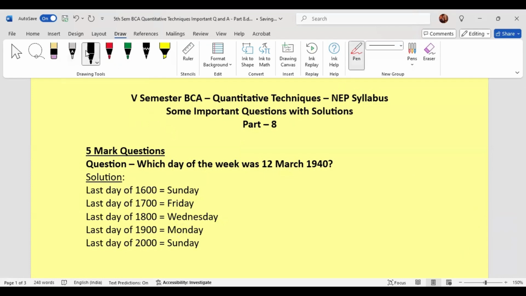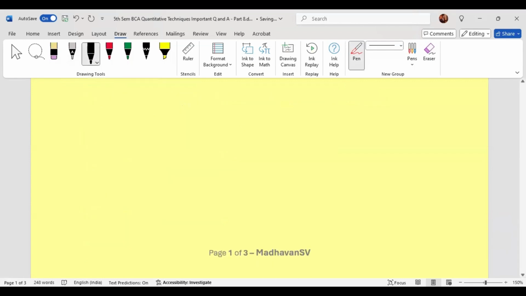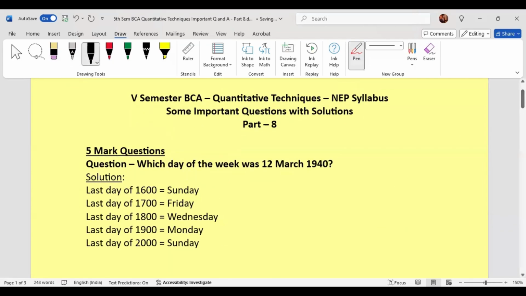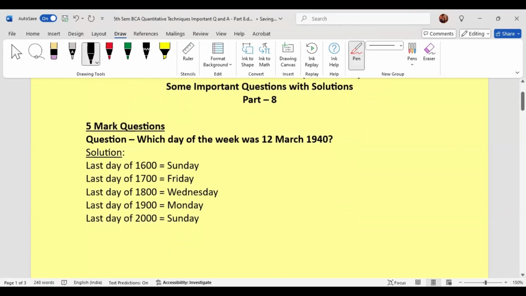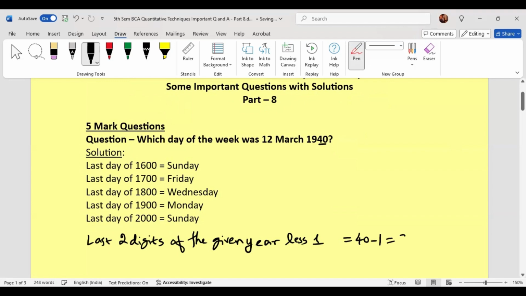Now, there are certain steps we need to follow. The first step is to identify the last 2 digits of the given year, less 1. That will be 40. 40 is the last 2 digits. We may notice 40 minus 1, so that will be 39.